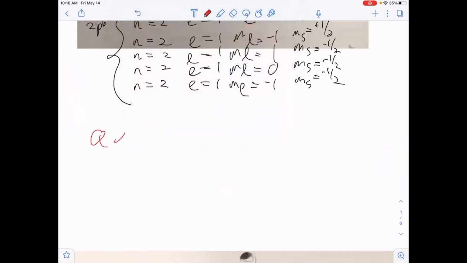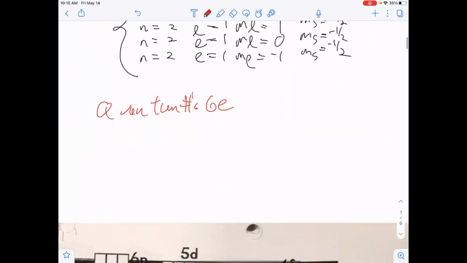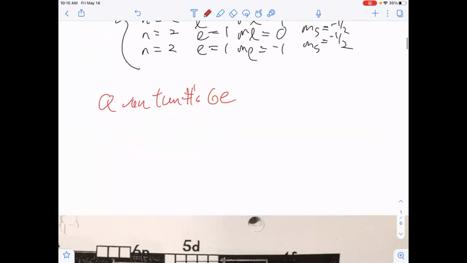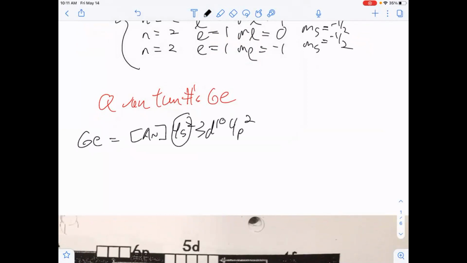Give me the quantum numbers for all the valence electrons for germanium. The quantum numbers are like the address, quantum address. So the configuration is argon, 4s2, 3d10, 4p2. So if I was just going to do the valence ones, Lily, it would just be those 4.